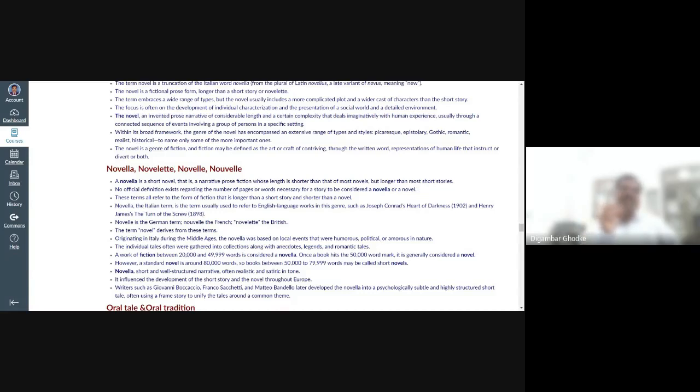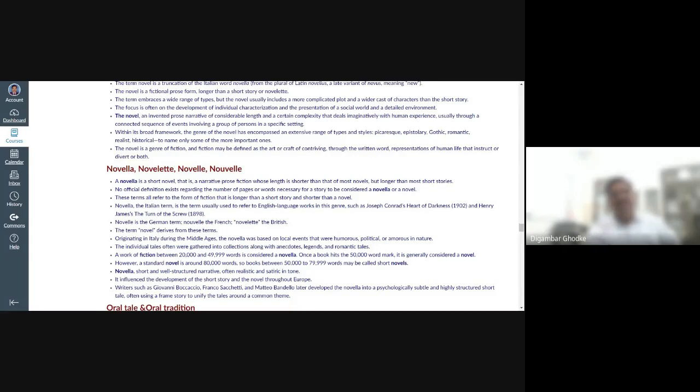The term novella is Italian in its origin, and it is the term usually used to refer to English language works in this genre, which includes the works of Joseph Conrad and Henry James, which are generally considered to be novellas. So Joseph Conrad's Heart of Darkness and Henry James' The Turn of the Screw are the famous examples of the novella form.